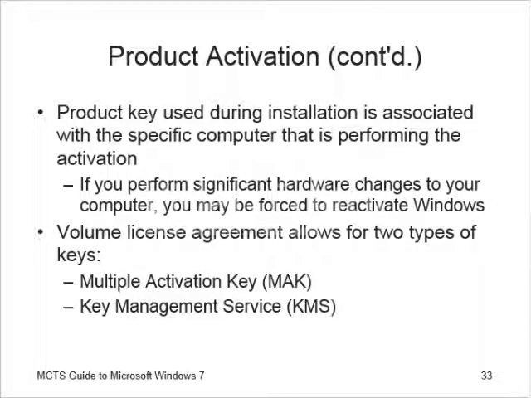Smaller organizations typically obtain Windows 7 when they purchase a new computer or at a retail store. Both OEM and retail software activate over the internet or, in extreme cases, with the activation center. But in the case of large organizations, when they have thousands of computers, they usually purchase a volume license agreement. We have two types of keys: the multiple activation key and the key management service.